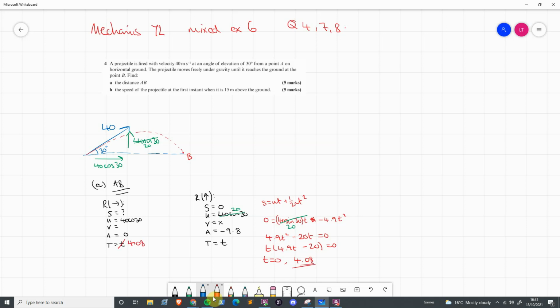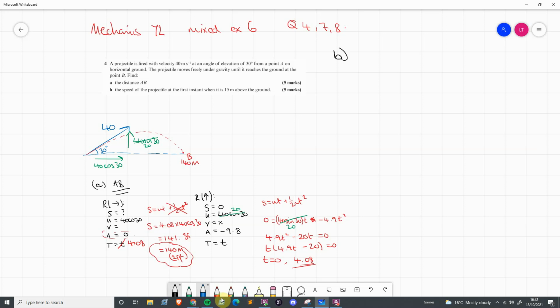That'll be the same time it takes to go across when it hits the ground. So now I've got enough information to solve this. So ut plus half at squared. Well, I know a is 0 in this, so all of this bit just disappears. So s just equals 4.08 times 40 cos 30, which gets us about 141.39, and to two significant figures that's 140 meters by the time we hit the ground again.